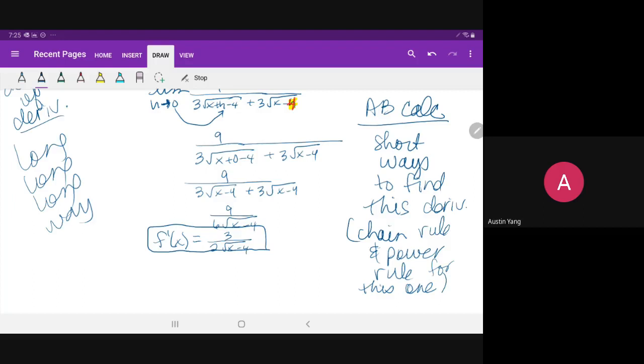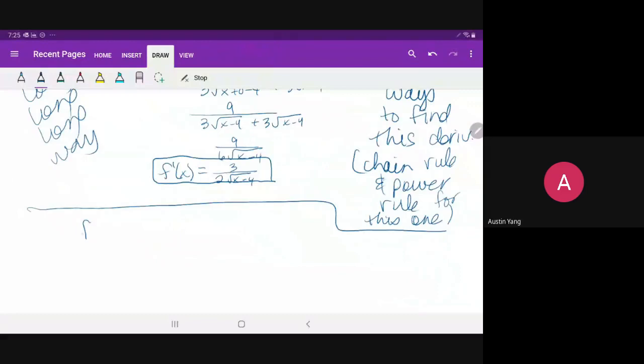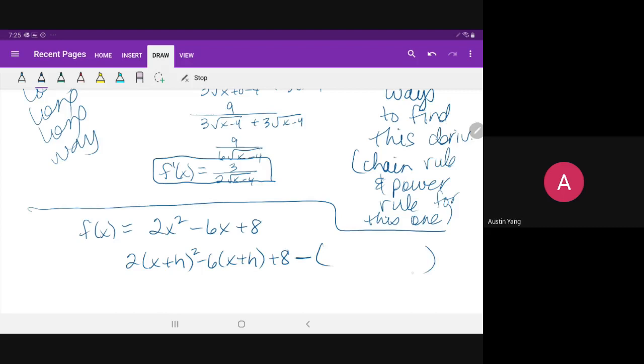So it's kind of cool. One thing, we're not going to do this whole problem, but one thing I want to tell you is if you have one like say 2x squared minus 6x plus 8, I'm going to show you where the most common mistake is. Okay, so here you have your x plus h substituted in. Lots of people forget the parenthesis with the minus. So when you subtract f of x, you do have to distribute this negative. And lots of people do not distribute that negative, and then the answer doesn't come out right.